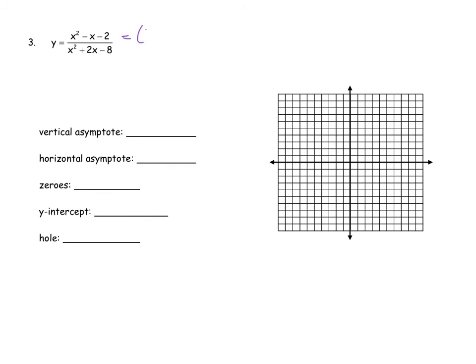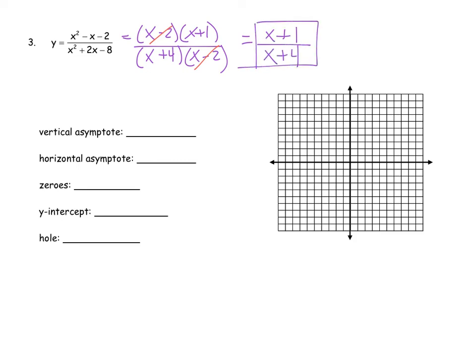On the top, this is going to factor x minus 2 times x plus 1. On the bottom, we've got x plus 4 and x minus 2. So this time I do have something that cancels. The x minus 2's are going to cancel, and the equation that I'm left with is x plus 1 over x plus 4. Alright, since something canceled out, we are going to have a hole, so I'm going to set that eliminated part equal to 0, which means my hole is going to be at 2 comma something.